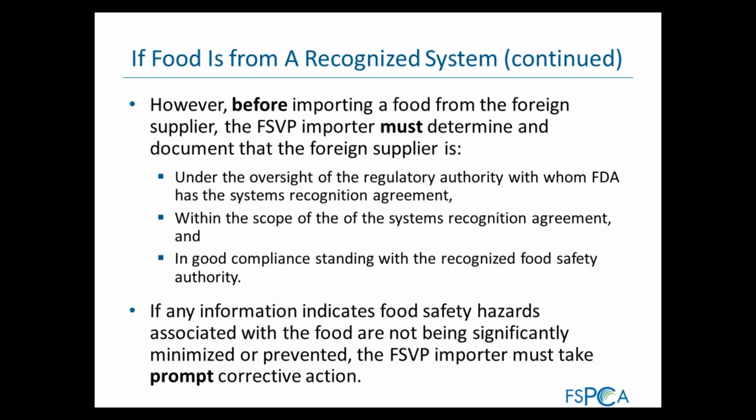So when you identify that you're importing from a country with an approved system, before importing that food, you must determine and document that your foreign supplier is under the oversight of that regulatory authority, and that they have no issues with that authority, that they're in good standing, and that information may be relied upon. If any information indicates food safety hazards that are not being significantly minimized or prevented, you must take prompt corrective action.